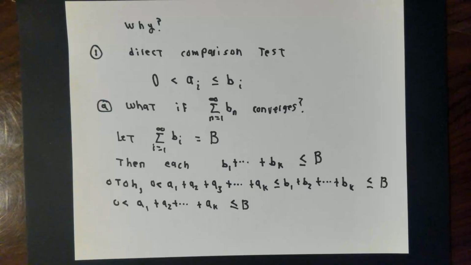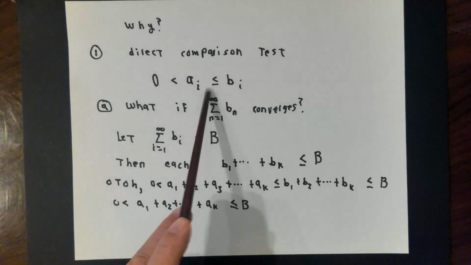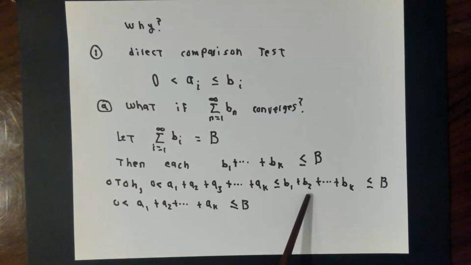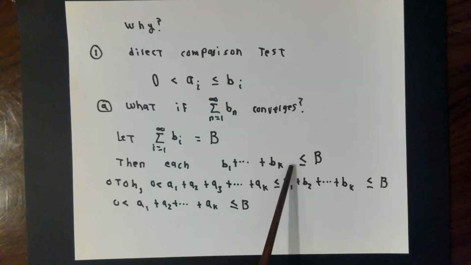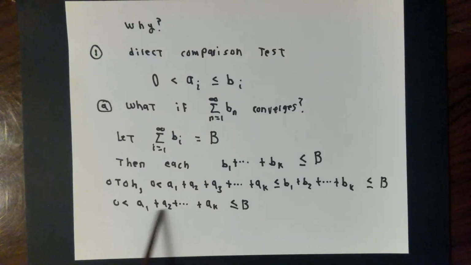We have previously figured out that every partial sum of the B series must be less than or equal to capital B. On the other hand, A1 plus A2 plus A3 out to AK is no bigger than B1 plus B2 out to BK, and those numbers are no bigger than capital B. I'm adding up positive A numbers, so this quantity is trapped between 0 and capital B. The partial sums of the A series form a bounded set.